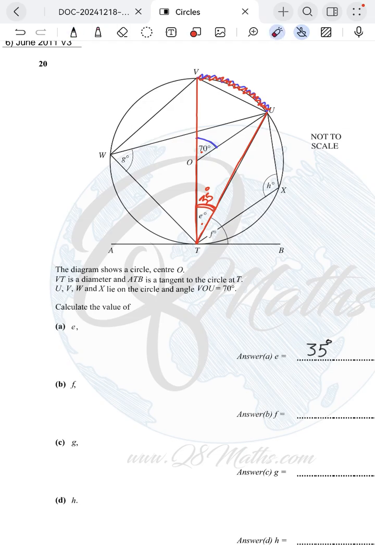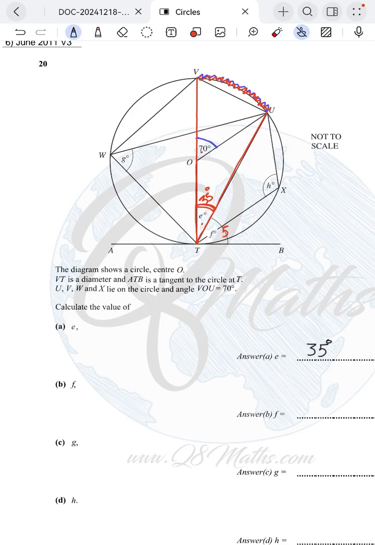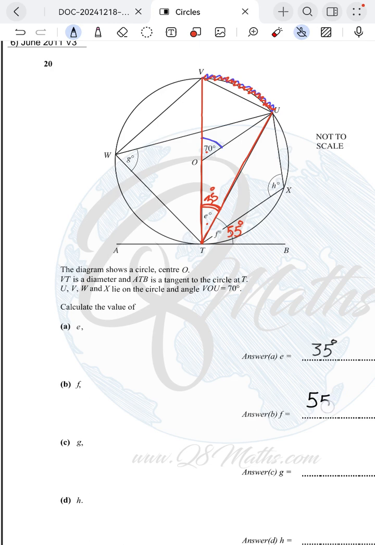Okay, look at TB or BT. Is it a tangent? Yes. And TO is a radius. Radius, tangent, tangent, radius. The angle formed between a tangent and a radius is 90. So the whole angle should be 90. This E is 35. So 35 plus what gives us 90? 35 plus 55. So angle F is 55 degrees.